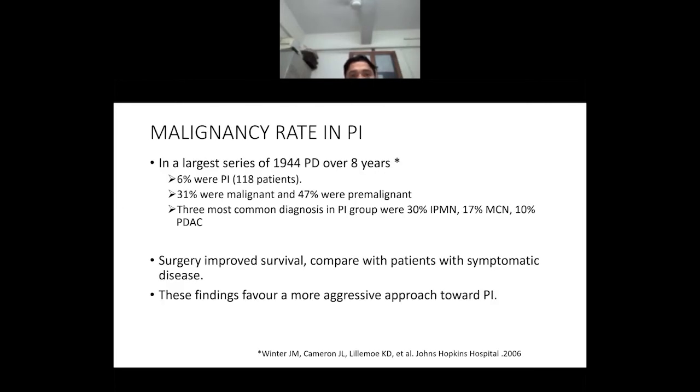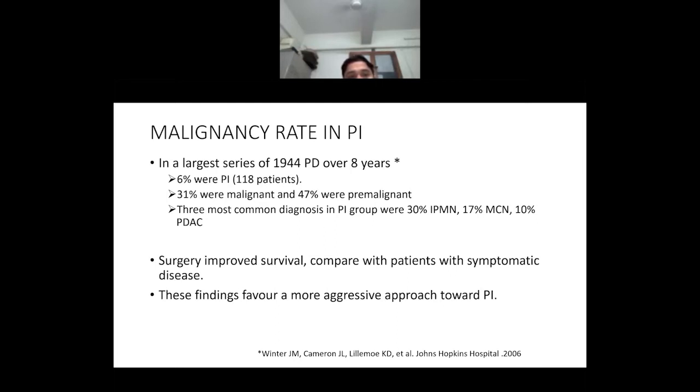Coming to the malignancy rate in pancreatic incidentaloma, a larger series of 1944 pancreaticoduodenectomy cases, which were done over 8 years, found that 6% of the surgeries were done solely for pancreatic incidentalomas, and among those, 31% were malignant and 47% were pre-malignant.